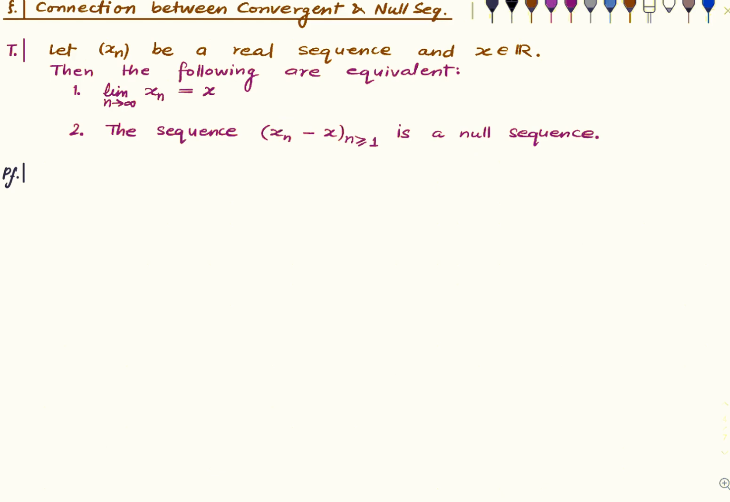If it is not clear what is meant by this, it is the sequence whose nth term is the number, the difference between xn and x. So that's what this is. Okay. All right. So it's a straightforward proof. Let me do one direction. So we will do the proof of 1 implies 2, and the reverse would be left as an exercise.